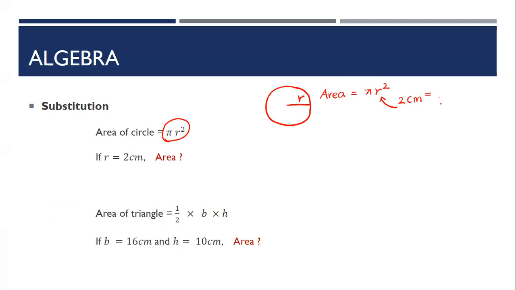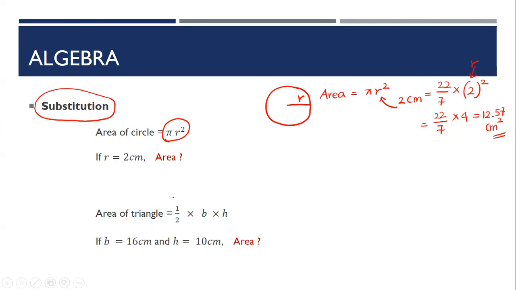Here our π is 22 divided by 7 and we are substituting the value for r. 22 divided by 7, and 2 squared is 4. So we are getting the answer 12.57 centimeter square. Likewise, this is substitution. We are learning about substitution. We are applying the r value, the 2 centimeter value. We are substituting.